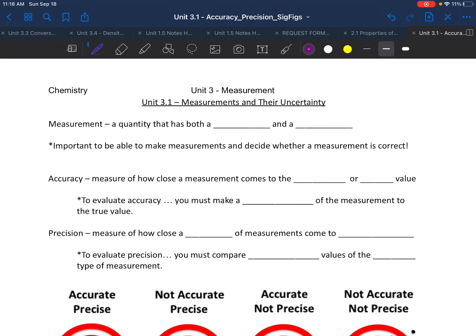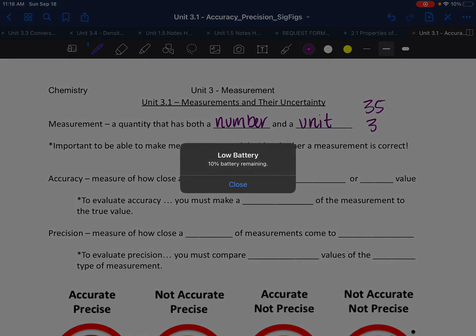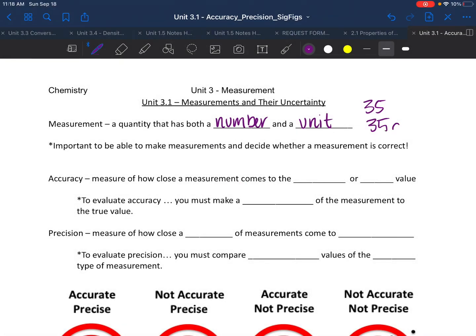So a measurement is a quantity that has both a number and a unit. So 35 isn't really a measurement, but 35 grams, now that would be a measurement because it has both a number and a unit that we're talking about. So it's important to be able to make our measurements and make sure that we are recording them correctly.